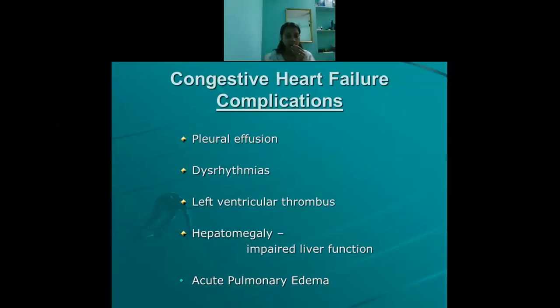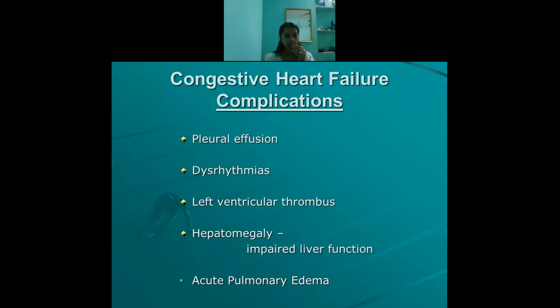Then in the clinical manifestations of heart failure, we discussed right heart failure and left heart failure. In that we saw hepatomegaly, splenomegaly, anasarca. All that can be written as a complication of heart failure.